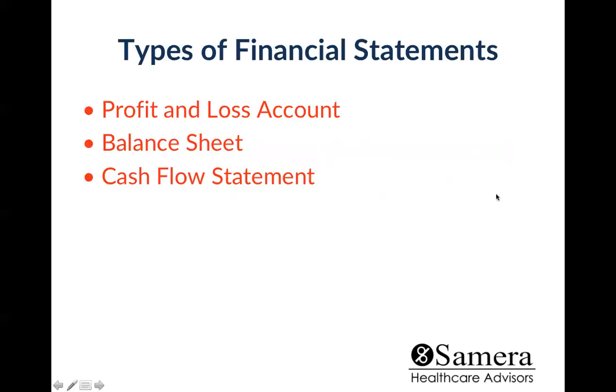When you get your set of accounts from your accountant at the end of the year, you'll typically get the first two things stapled together, and what they are is the profit and loss account and the balance sheet. The profit and loss shows you the performance over the year, and the balance sheet shows you, at a snapshot in time, what your assets and what your liabilities are.